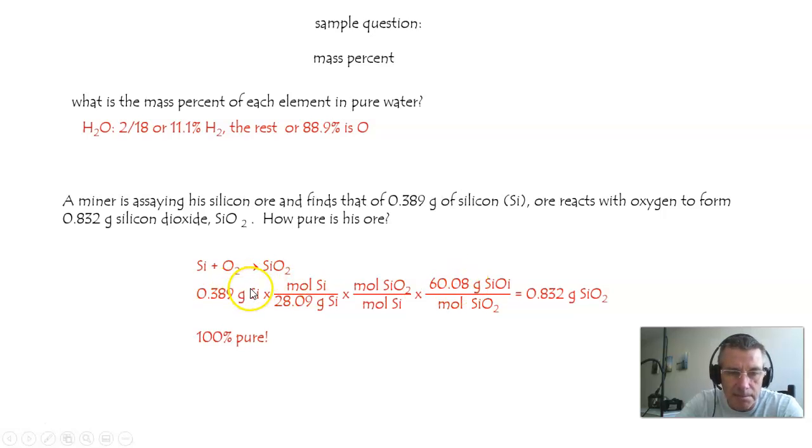Notice everything cancels. Bingo, bingo, boom, boom. And grams of SiO2 is what that should say, are 0.832. Therefore, you got exactly what you wanted. That miner is very happy. His sample appears to be 100% pure.